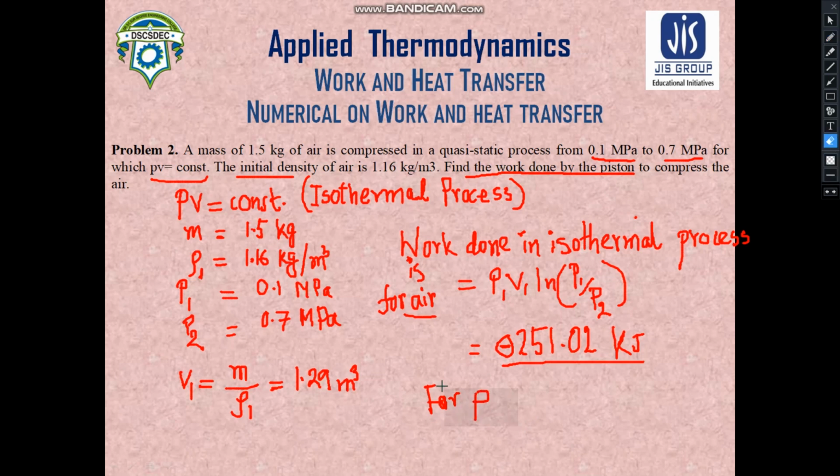Okay. So for the piston, it will be positive. That is what I am trying to explain. So it will be positive work of 251.02 kilojoules. So it was a quite simple problem, but the understanding of system and surroundings is very much necessary here to solve the problem finally. Okay, so I hope you have understood the concepts of work done.